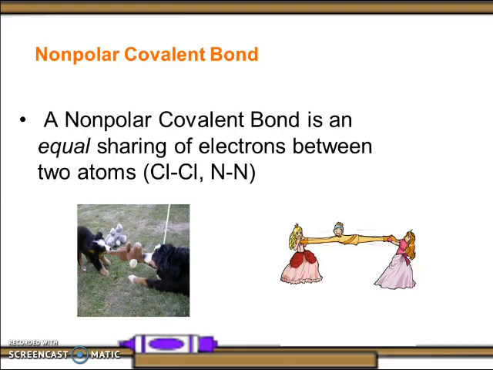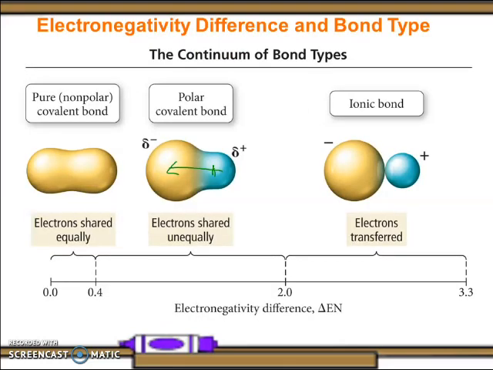Examples of non-polar covalent bonds are the diatomic molecules hydrogen gas, nitrogen gas, oxygen gas, chlorine gas, bromine, and iodine. You can determine the type of bond between two atoms by calculating the difference in electronegativity values between the elements. The bigger the electronegativity difference, the more polar the bond.